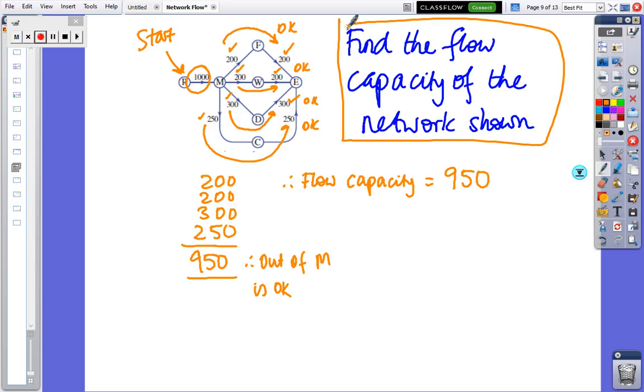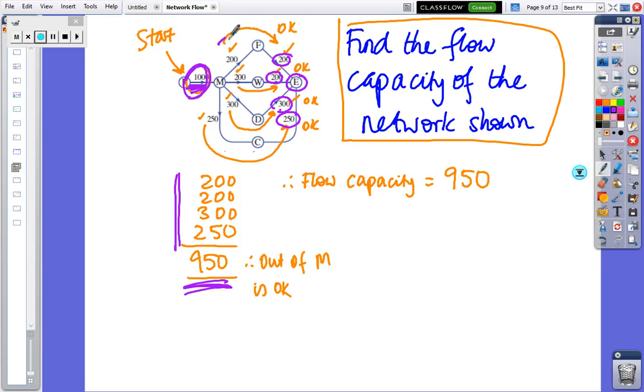And so again, there are some algorithms or steps that you can follow, but we're going to be looking at it with common sense. So we've got 1,000 possible at the start, and coming out at the end, we've got 200, another 200, a 300, and a 250. So the possible outcome might be 950, so we just need to check that that 950 can be delivered.